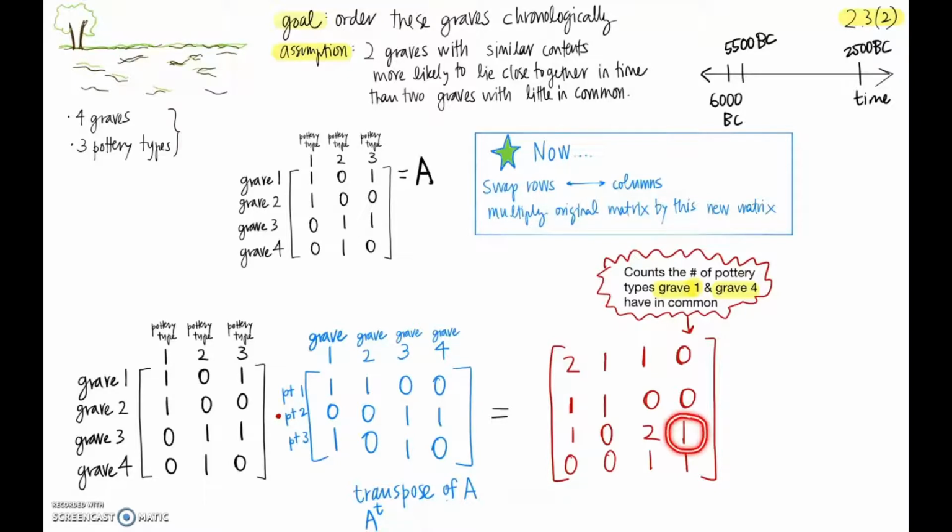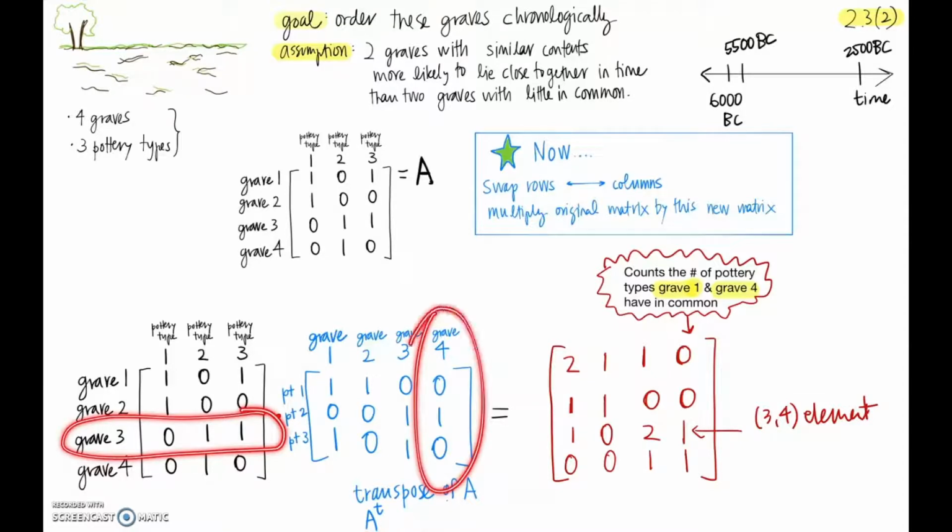So this element here, this is the A34 element. Actually, that's kind of confusing because we have a matrix called A. Let's just call it the 3-4 element. And where did it come from? That element came from taking the third row, grave 3, and multiplying it with the fourth column. So this was telling us how many pottery types grave 3 and grave 4 have in common. And we can kind of see that. We can see that they only have pottery type 2 in common. We knew that from the original matrix. And so they only had one type in common.